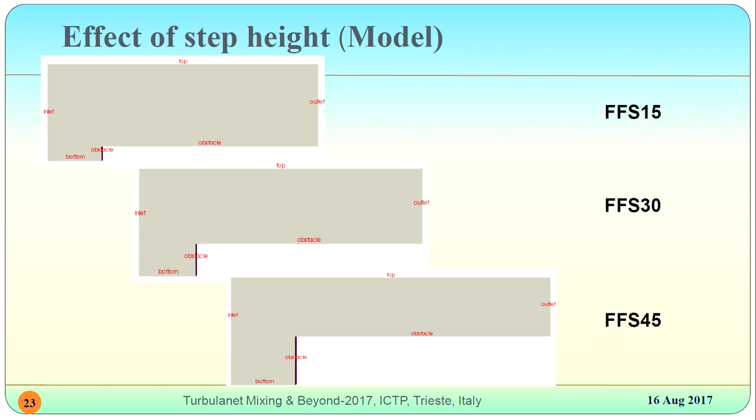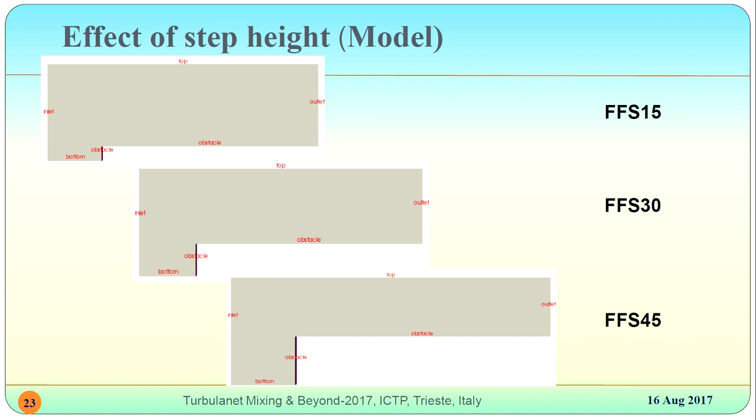Now, three types of parametric studies have been carried out. One is by changing the step height. So step height means, this is the channel. In this one, this is the inlet, and this portion, in all the three cases, is heated. And this is the no slip wall, this is the inlet, this is the outlet, this is the geometry which we are having.